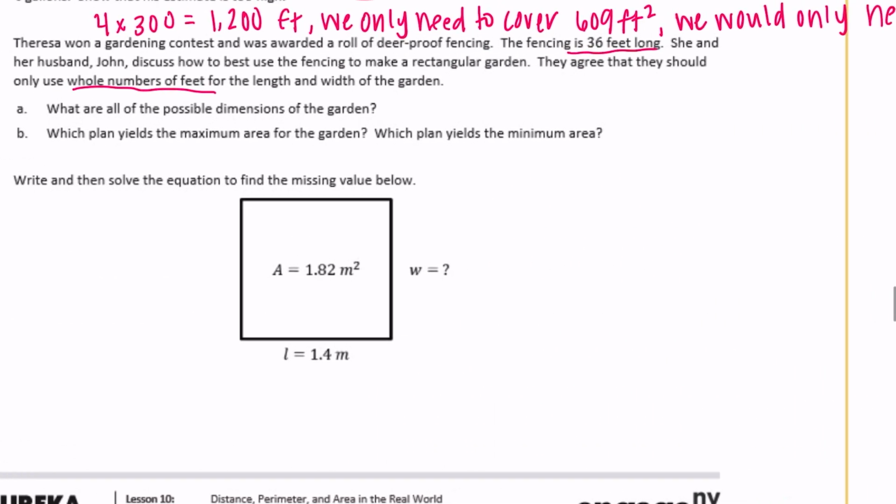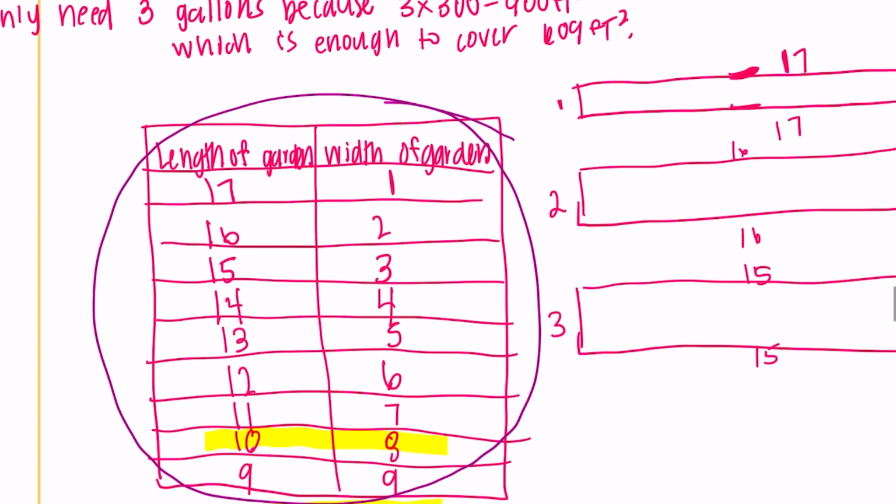So those are all the possibilities of the dimensions. Which plan yields the maximum area for the garden? Which plan yields the minimum area? So let's find the area. So area is length times width.